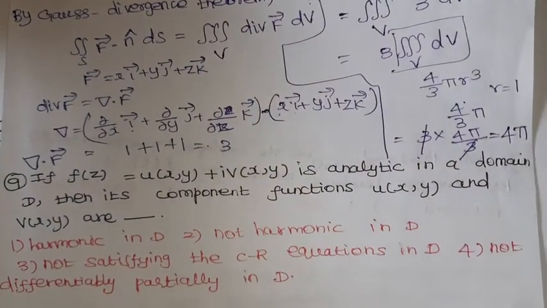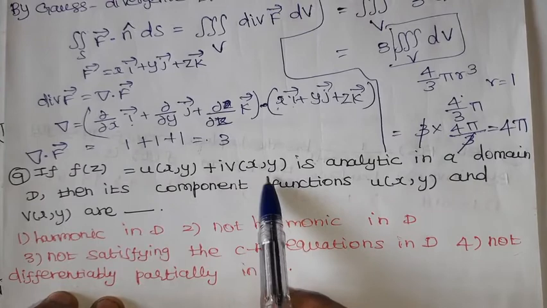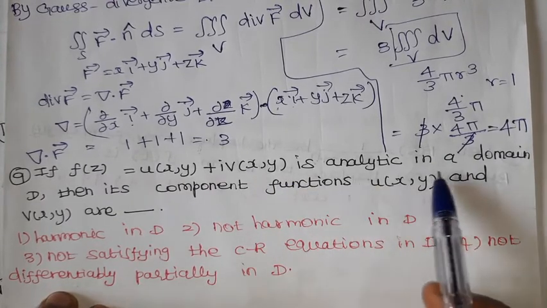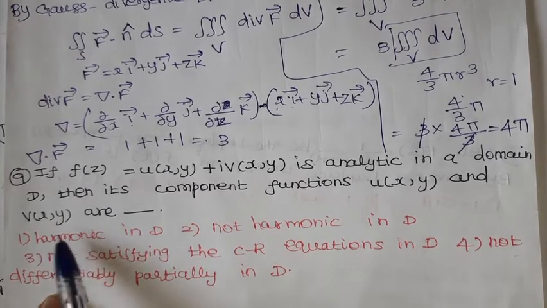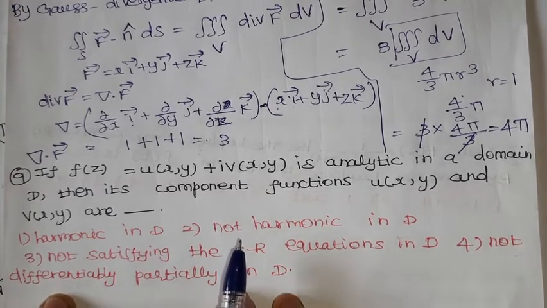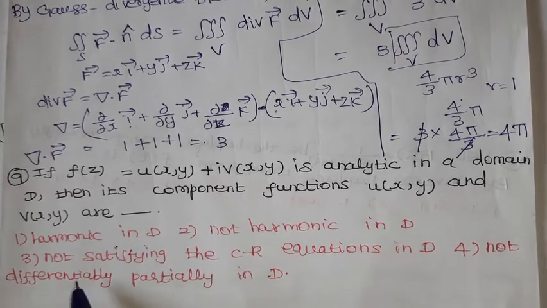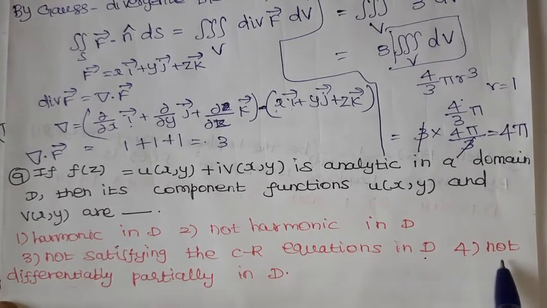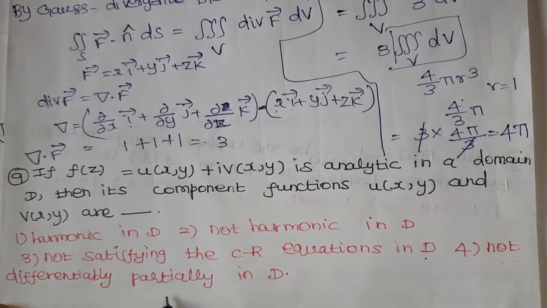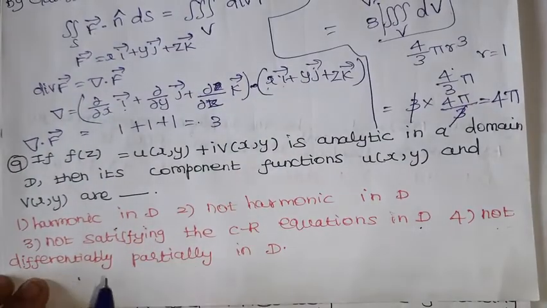Next, the ninth problem. What is it? If f of z is equal to u of x comma y plus i v of x comma y, and it is analytic in a domain D, then its component functions u of x y and v of x y are: option 1, harmonic in D; option 2, not harmonic in D; option 3, not satisfying the Cauchy-Riemann equations in D; and option 4, not partially differentiable in D. If f of z is equal to u plus iv, we go to the solution.